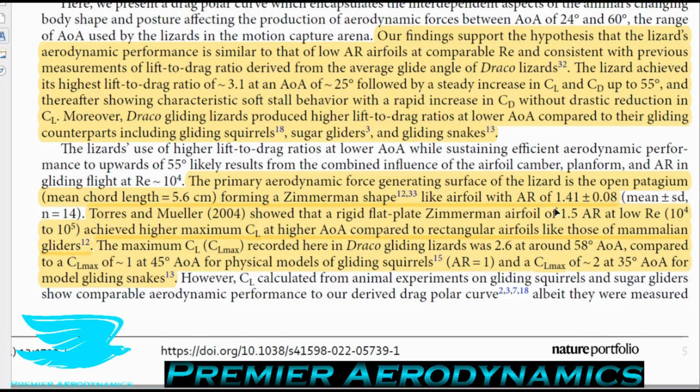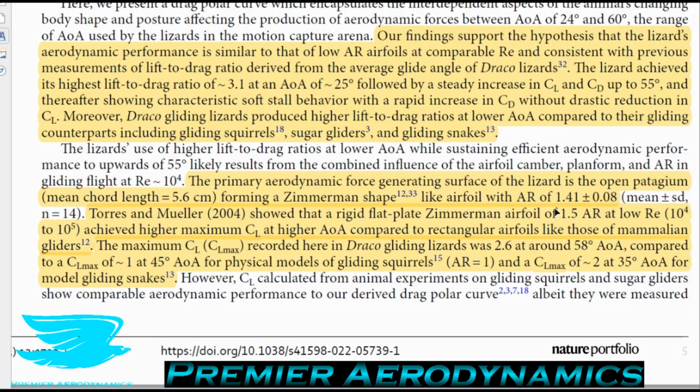And they say Torres and Muller showed that a rigid flat plate Zimmermann airfoil of an aspect ratio of 1.5 at Reynolds numbers between about 10,000 and 100,000 achieved higher maximum lift coefficients at higher angles of attack compared to rectangular airfoils like those of the mammalian gliders. Why is that? Probably because of the wingtip vortices, which are pushing the flow down, but we'll also look into that in a few weeks' time.